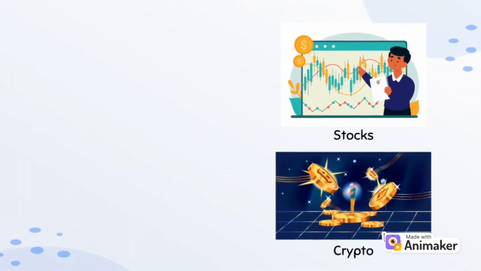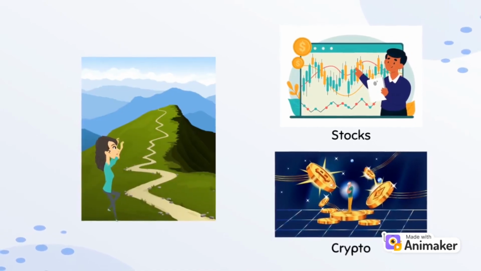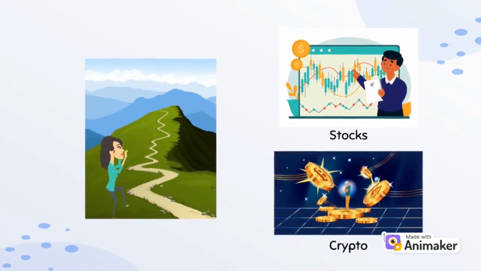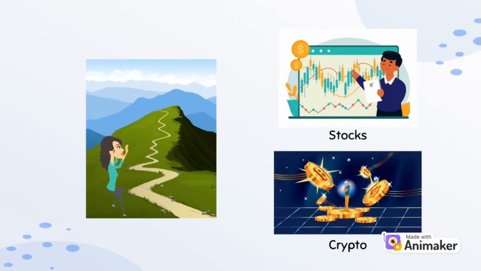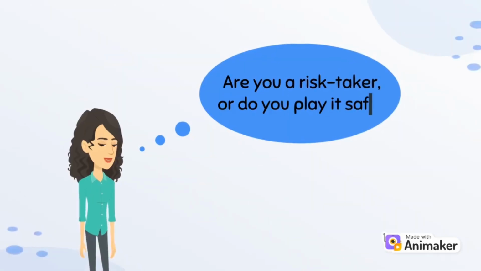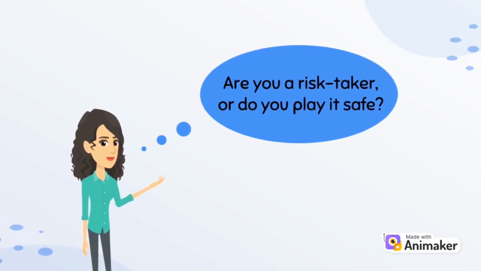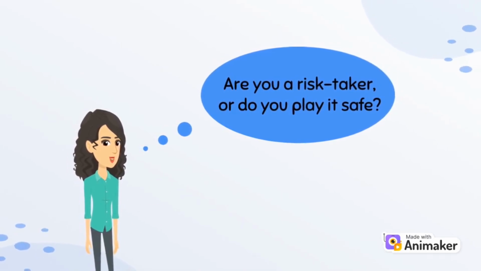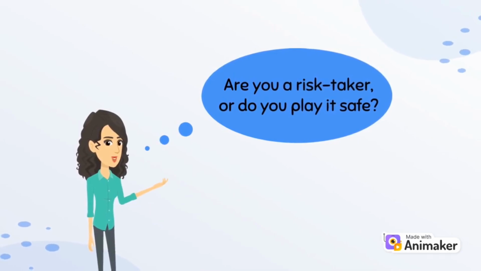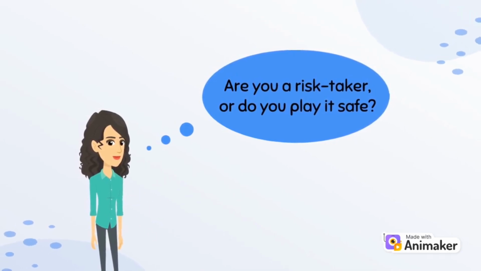Now, high-risk investments like stocks or crypto are like climbing a mountain. The view from the top, the potential for high return, is incredible, but the path is volatile and unpredictable. So what is the trade-off? The trade-off is that the chance for the big reward comes with the very real possibility of significant loss. So the goal isn't to avoid risk altogether, it is to understand it. Your job as an investor is to find your balance. Are you a risk taker or do you play it safe?